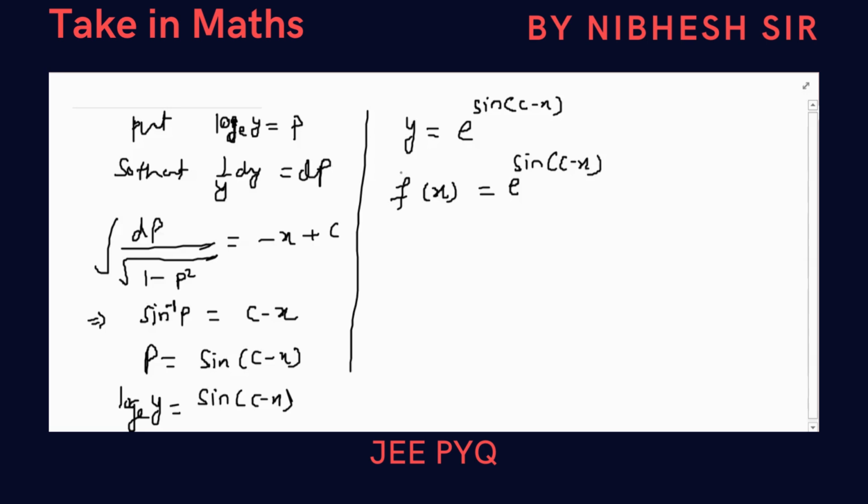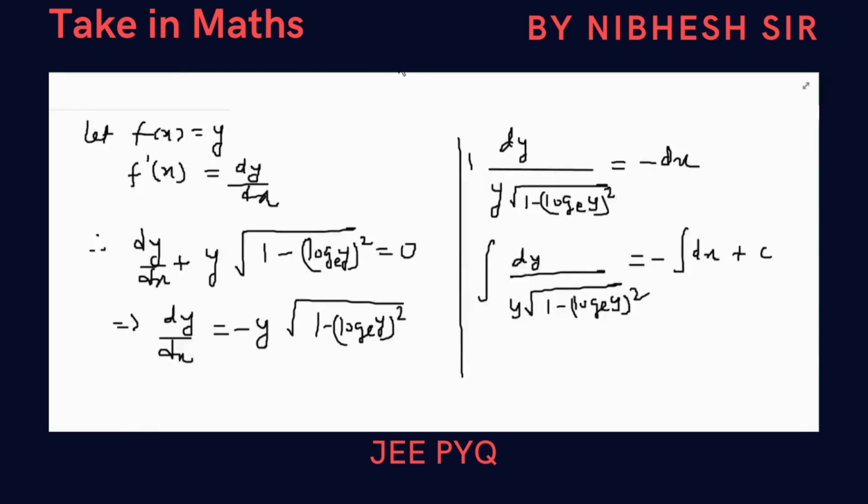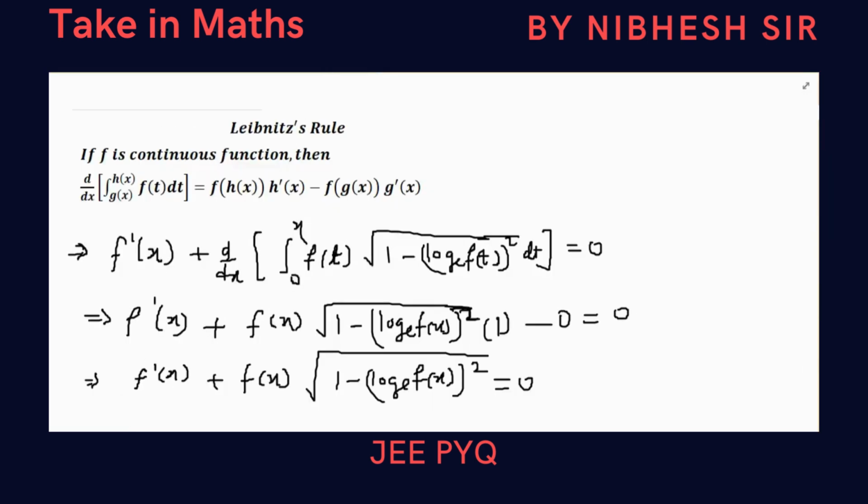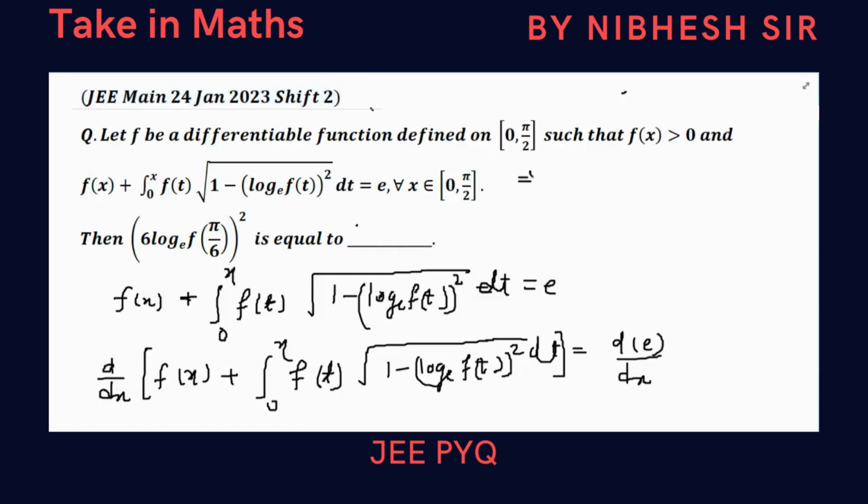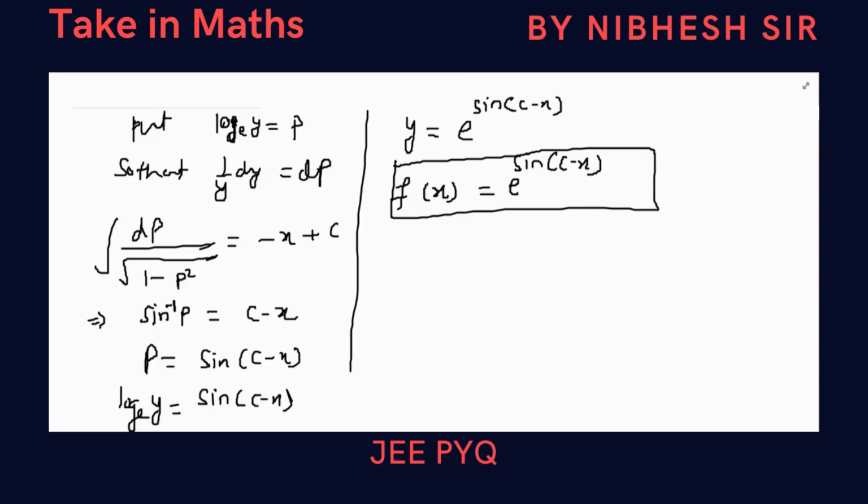Now to find the constant c here, we will see the question. If you put x equal to 0, we integrate from 0 to 0, so that will be 0 and equal to e. So we get the initial condition here, f0 is e. So we apply this condition to find c.